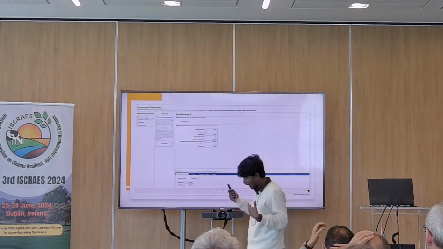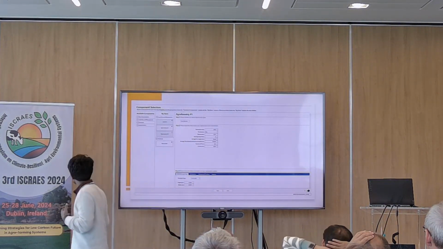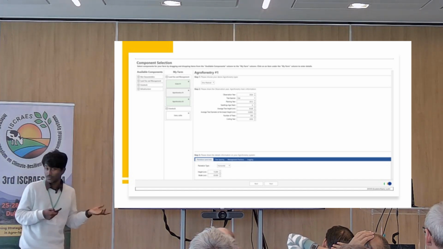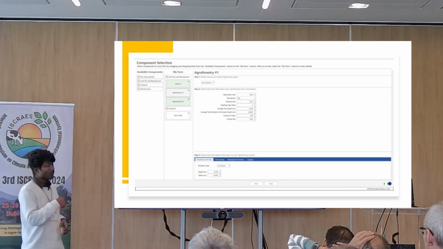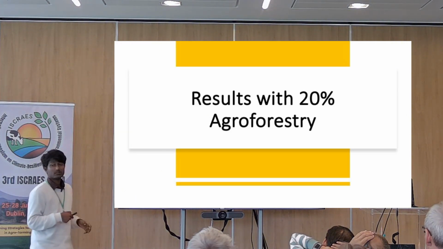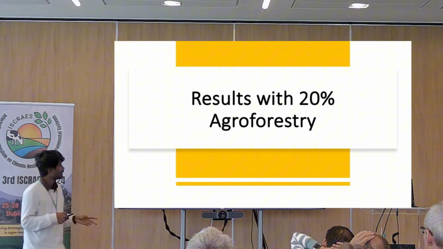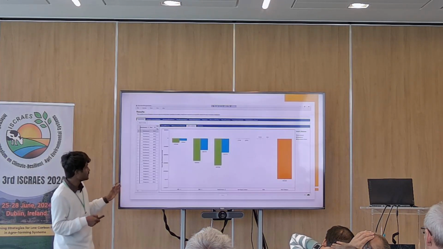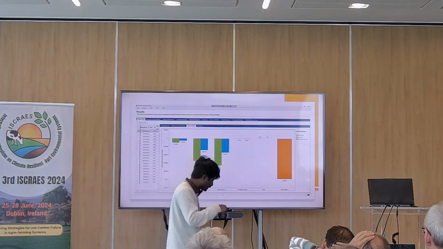So after all, I will take all the inputs. This will be the agroforestry 1. This will be the agroforestry 2 hedgerow. So then all of the inputs are taken. Now see the results. So now you can see a dramatic change in terms of carbon balance, total balance.